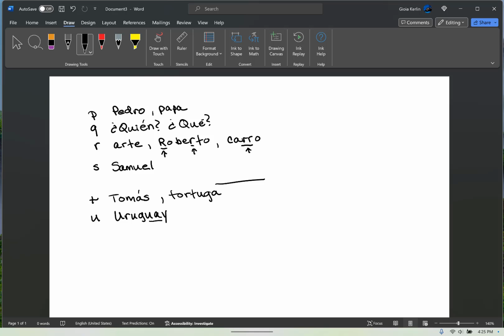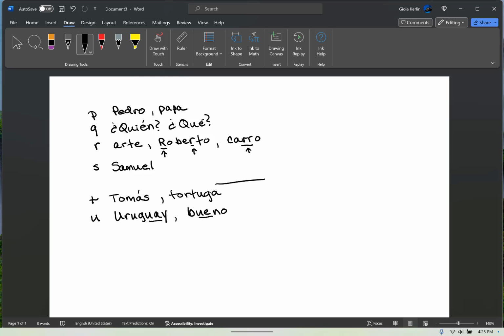Uruguay, bueno. Bue, the we is a diphthong. Bueno. A diphthong just means a combination of different vowels that stick together to make basically one syllable, okay? But the U still sounds like U. It just likes to grab a hold of another vowel that sits next to it.